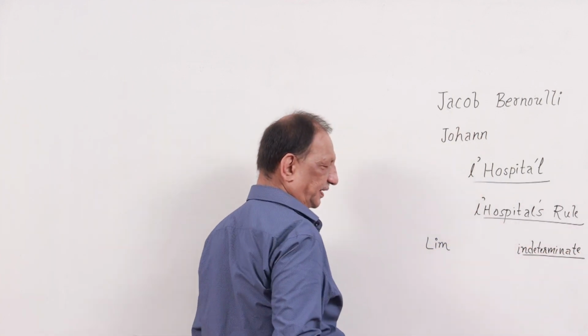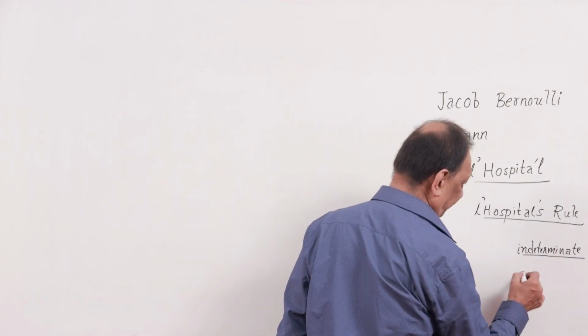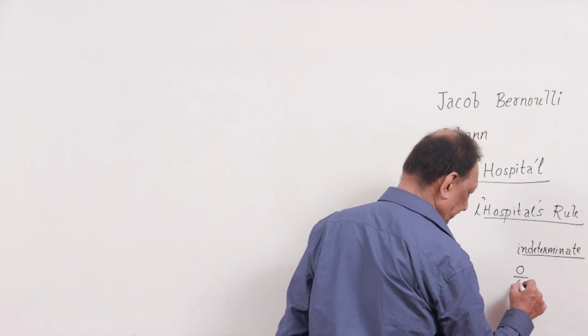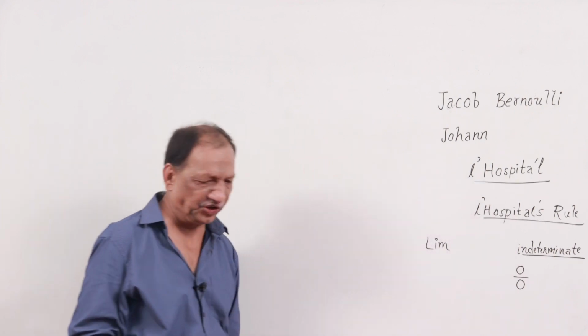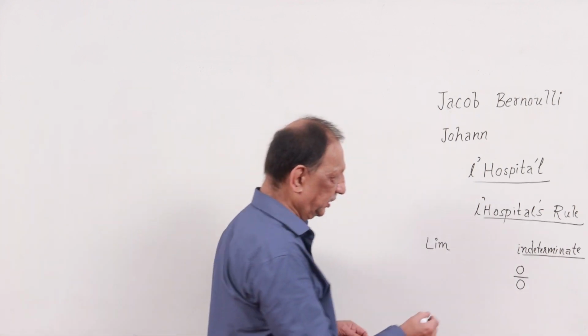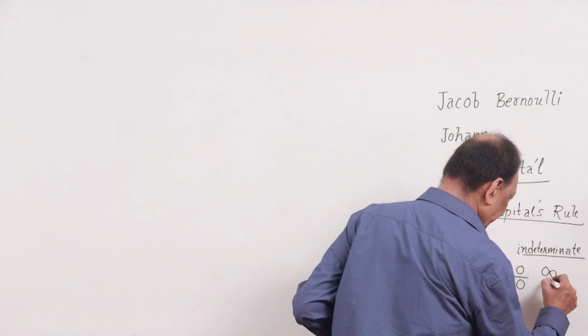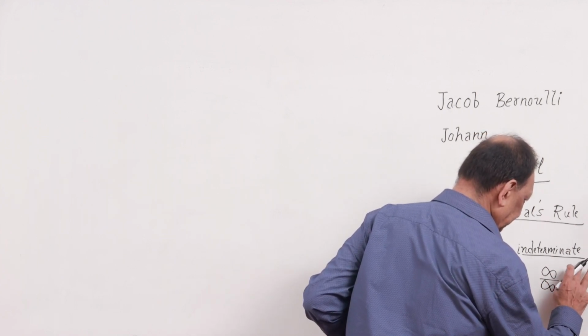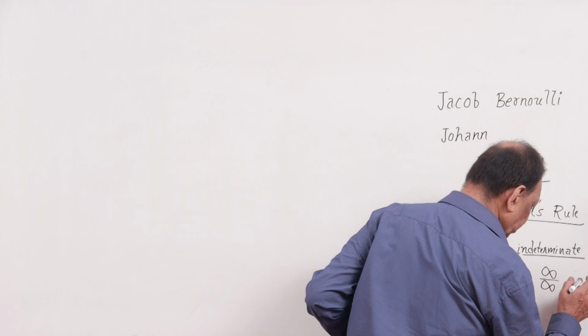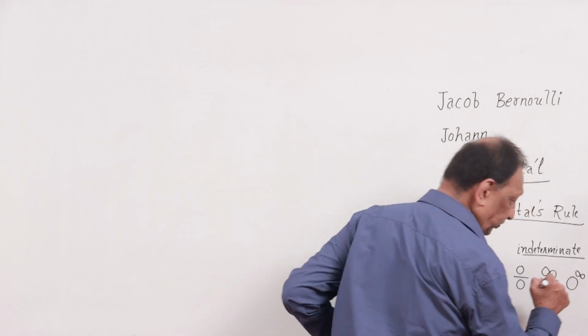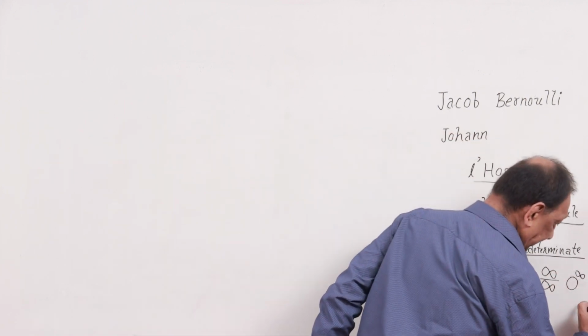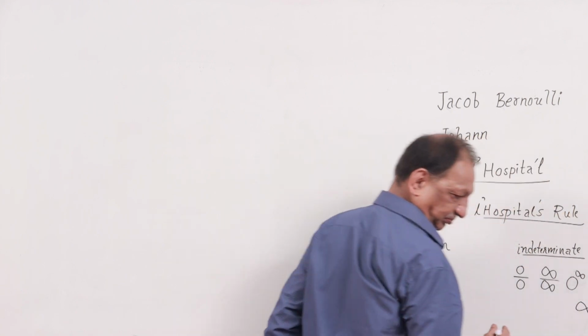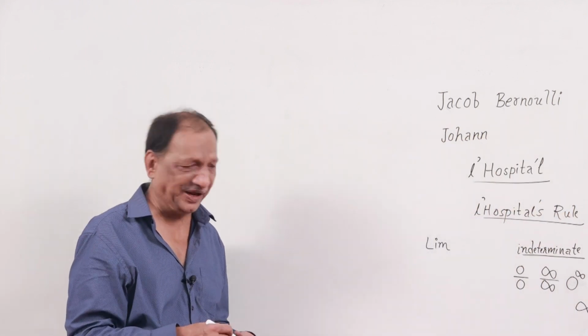There are 4 different indeterminate forms. One is 0 by 0, everybody knows that. You can't divide 0 by 0, value is unknown. Or infinity by infinity you can't do. Or 0 to the power of infinity, that you can't do. You don't know the result. Similarly, infinity to the power of 0 has no meaning, and it can have any value.